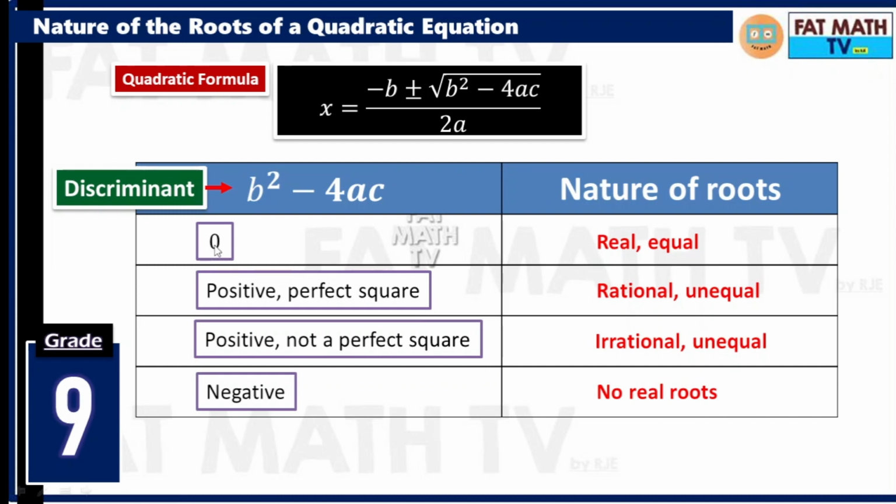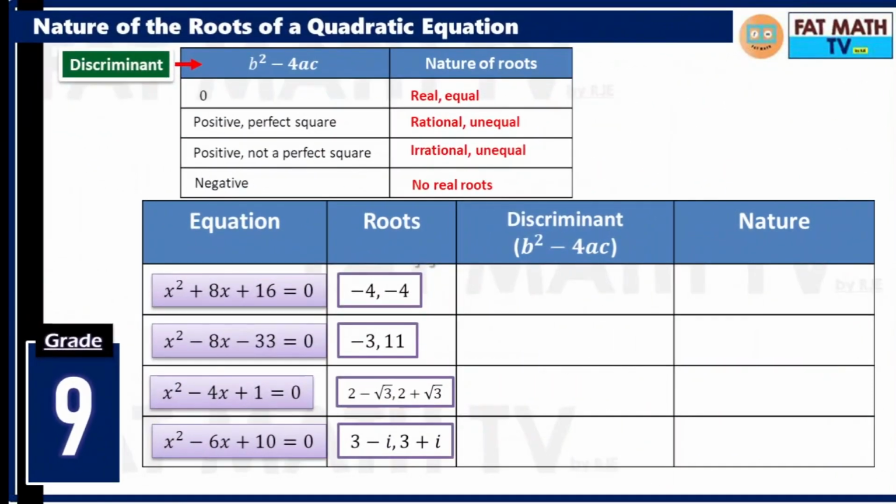If the discriminant is 0, the roots are real and equal. If the discriminant is positive and a perfect square, then the roots are rational and unequal. If the discriminant is positive but not a perfect square, they are irrational and unequal. And if the discriminant is negative, there are no real roots. So actually, this lesson will teach you the nature of the roots of the quadratic equation without actually finding the roots.